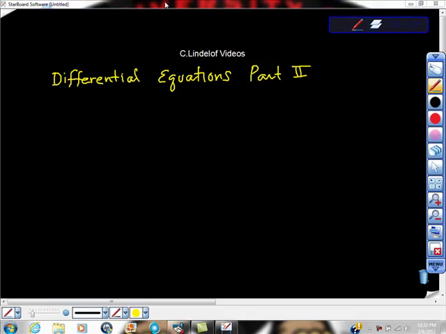Okay, differential equations, part two. Just wanted to go over some really quick stuff. As stupid as it sounds, a differential equation is an equation that has a derivative in it.